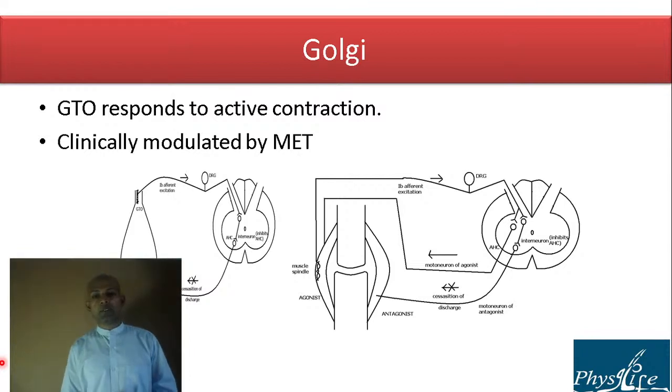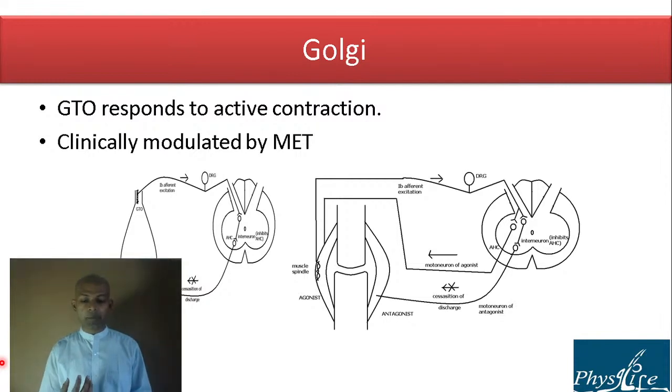Jokes apart, the next receptor I want to talk about is the GTO, Golgi tendon organ. The Golgi tendon organ, as you know, is an inhibitory receptor and can be modulated very effectively with active contraction. Understand this, the Golgi tendon organ cannot be activated or regulated by passive compression of the tendon. Most significantly, it is activated via active contraction. So that is why we use either post isometric relaxation in this diagram, or reciprocal inhibition in this diagram, in other terms muscle energy technique, or you may call it PNF.